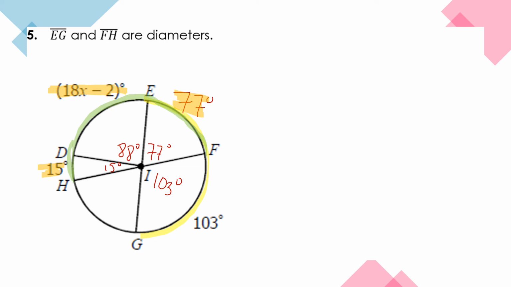So it really just, again, depends kind of how your brain works and how you see it. So you can set it directly to its measure, which is probably what I would do, or you could add the three arcs and set them equal to 180 degrees since they do form a semicircle. It's complete preference. So I'm going to do 18x minus 2 equals 88, and then hopefully that's just a simple solve for you.